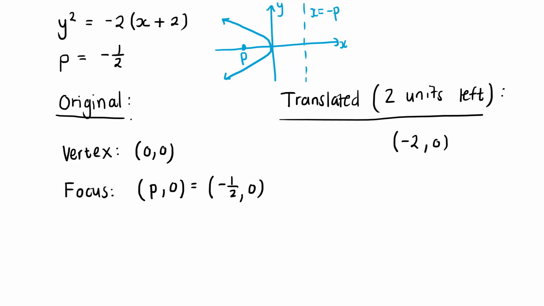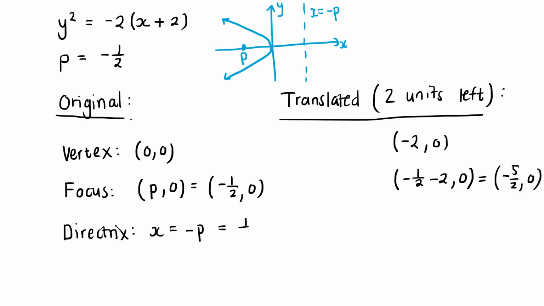If our focus is at (-1/2, 0), and we want to translate it, meaning move the focus 2 units to the left, the new focus will be at (-1/2 - 2, 0), or if we simplify this, at (-5/2, 0). The directrix originally would have been at x is equal to negative p, or in this case, negative a half. So x is equal to a half was our original directrix.